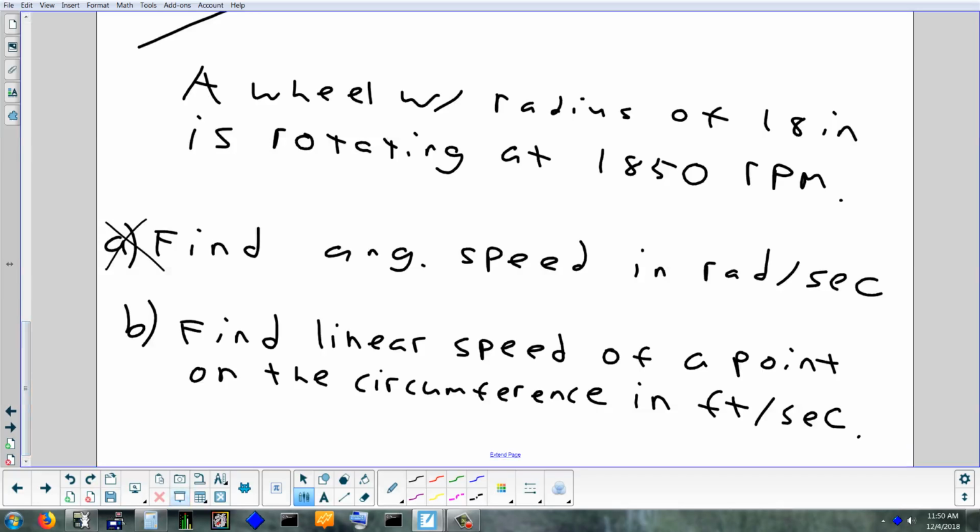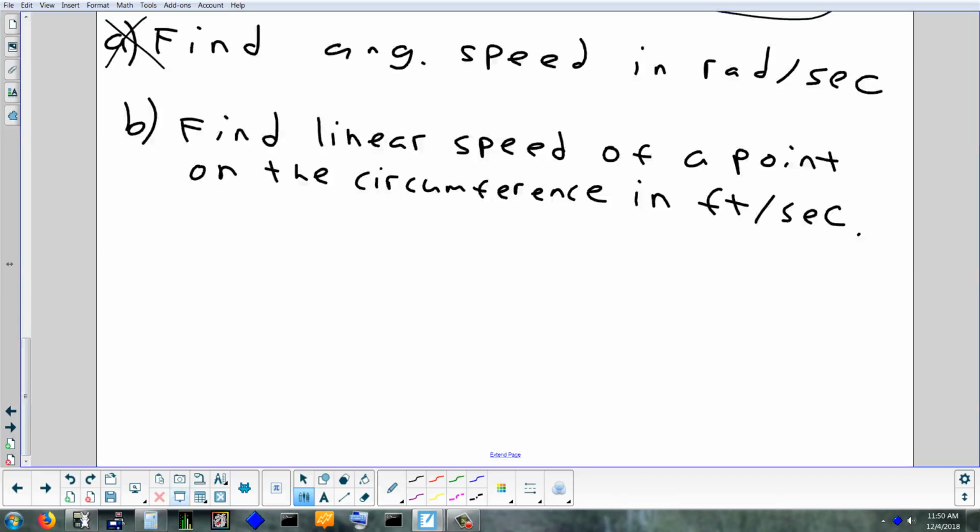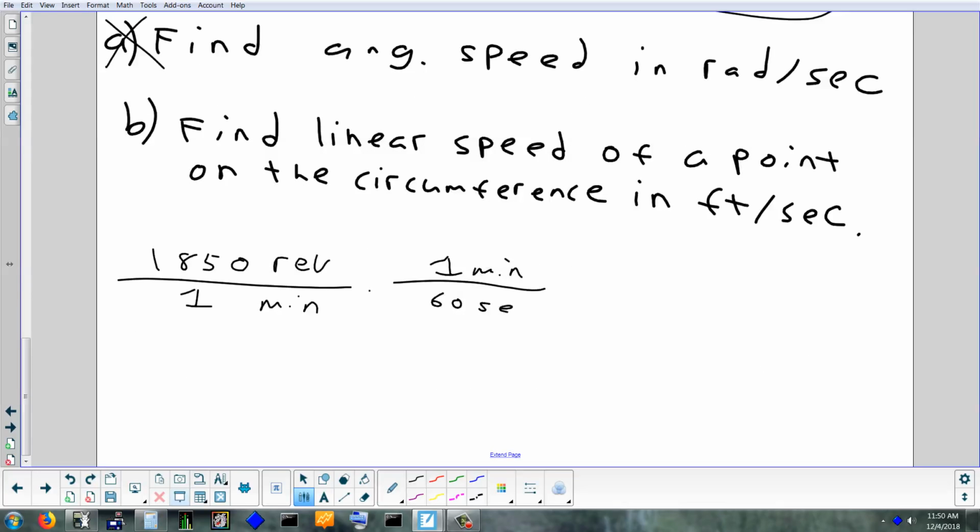All right. So anytime you want to go between angular and linear, you always want to be in revolutions. Doesn't matter if it's minutes or seconds, we can deal with that after. But that's perfect setup. So it's already in revolutions. So it's 1,850 revolutions in a minute. Okay, I'm going to deal with the time unit quickly. In 1 minute, 60 seconds. Okay, so now I have revolutions per second. So my time is good.